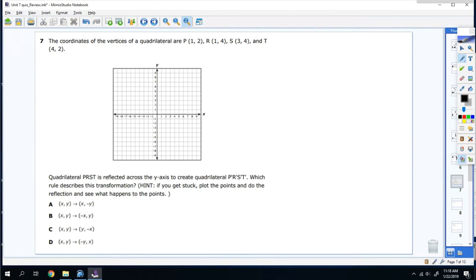I'm just going to plot point P. So point P is (1, 2), which is right here. And I'm going to reflect it across the y-axis. Will end up right there.